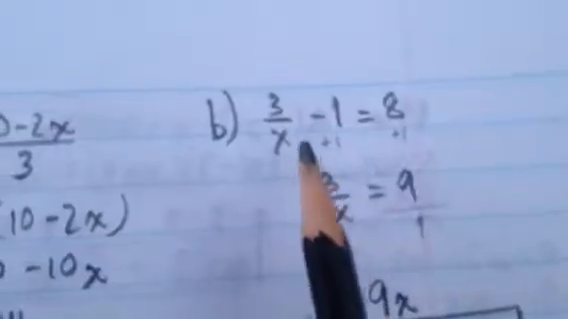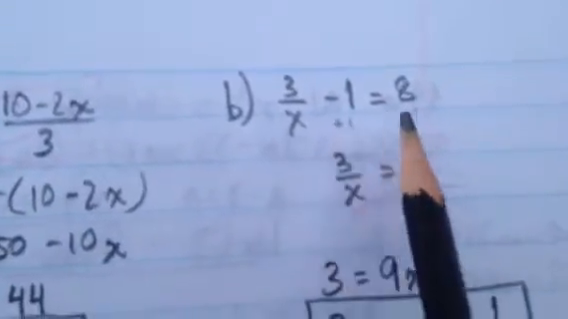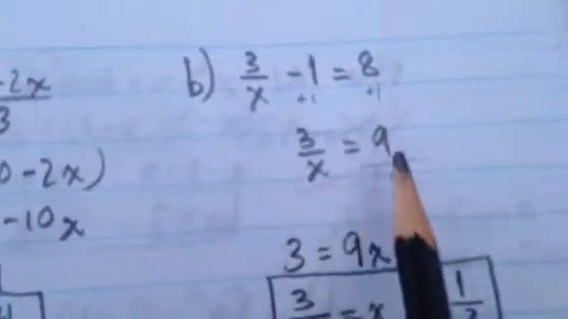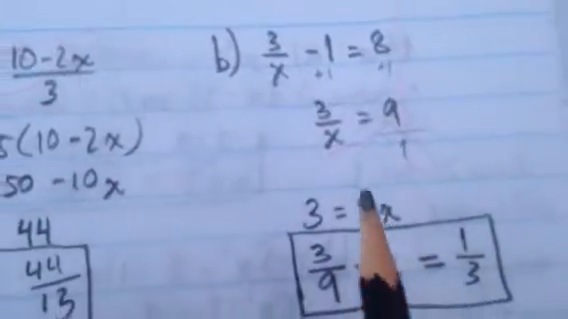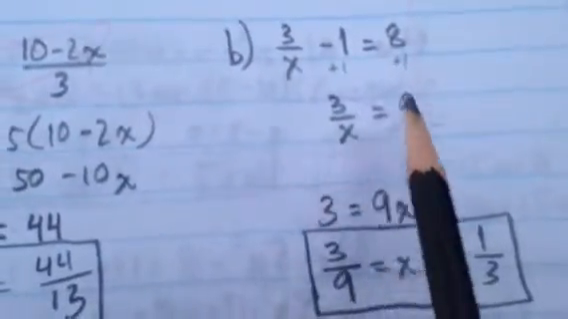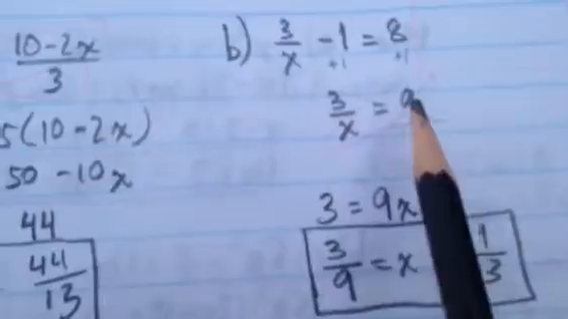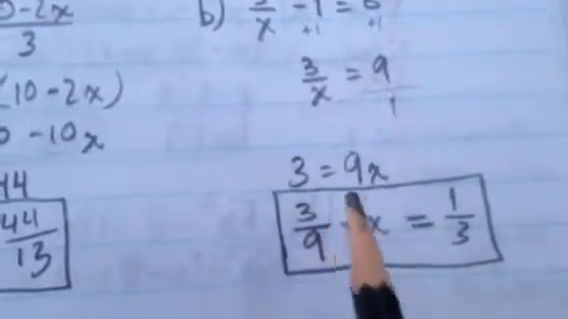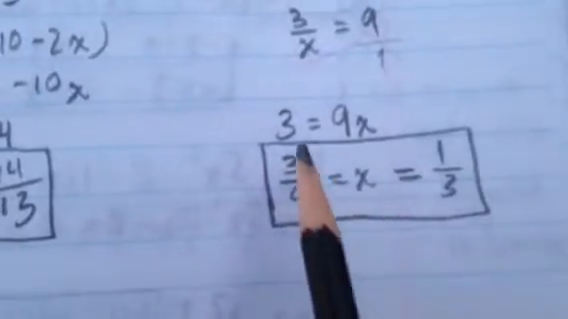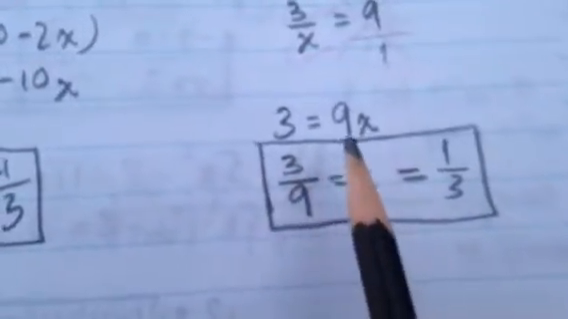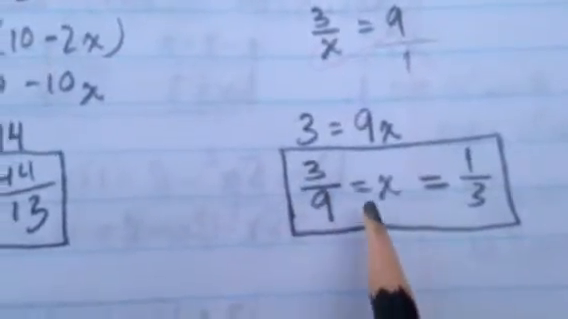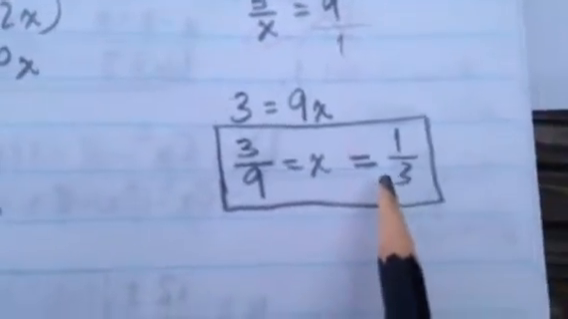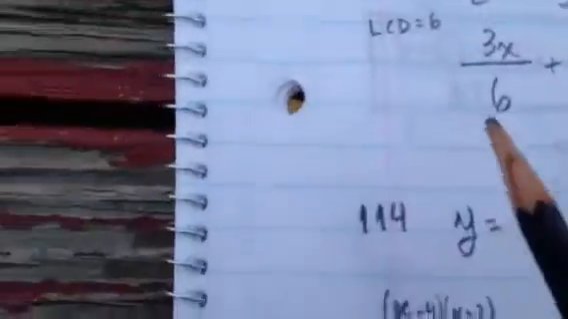Over here, this is kind of an interesting question. If you add 1 to both sides, now we have 3/x equals 9. So that means that it's also kind of like a cross multiply deal. 3/x equals 9/1. So that means 3 equals 9x. And 3 equals 9x, if you divide both sides by 9, you get 3/9 equals x, and better to write that as 1/3.